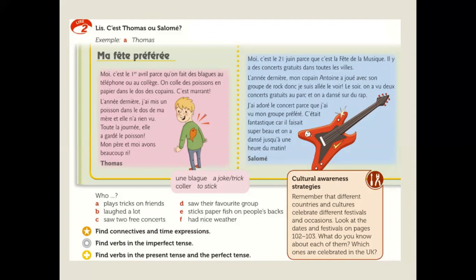Once you're done, you need to find the connectives and the time expressions in both texts. Make a list in your book. Then find the verbs in the imperfect tense. And then find the verbs in the present tense and the perfect tense. Off you go. You can pause now.